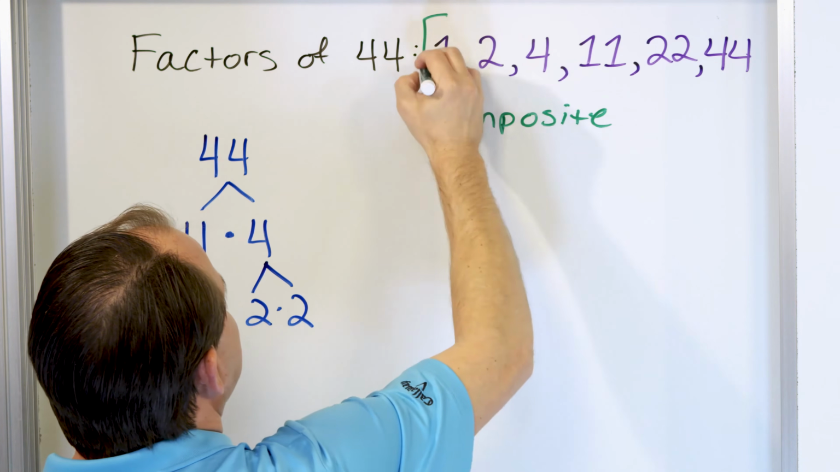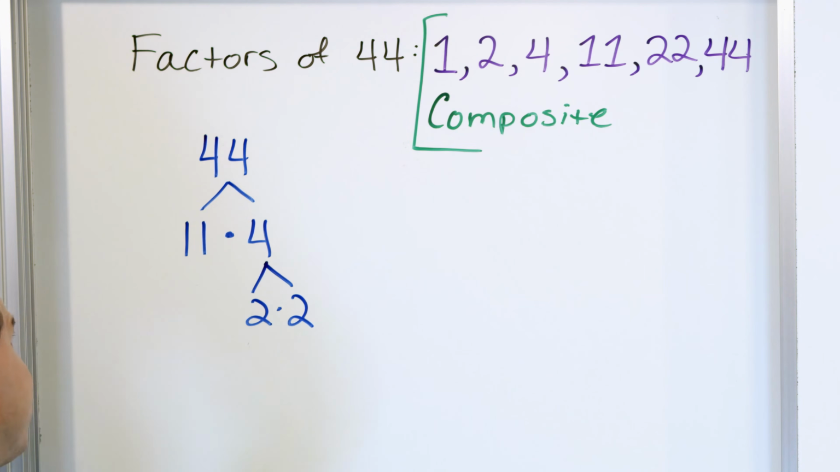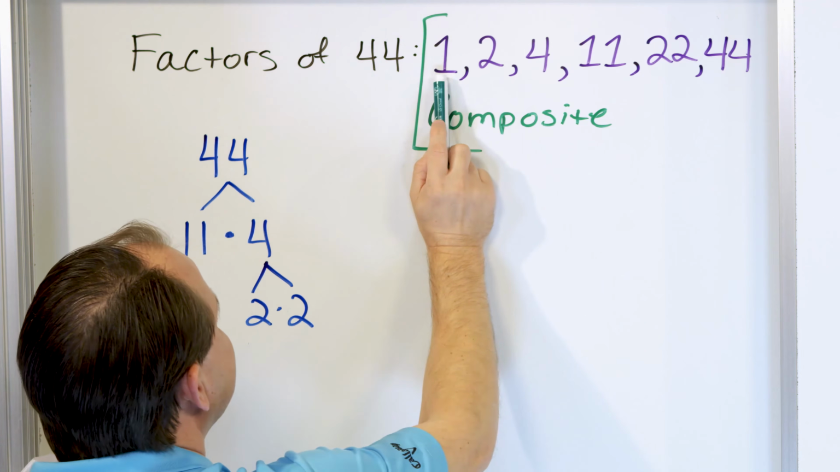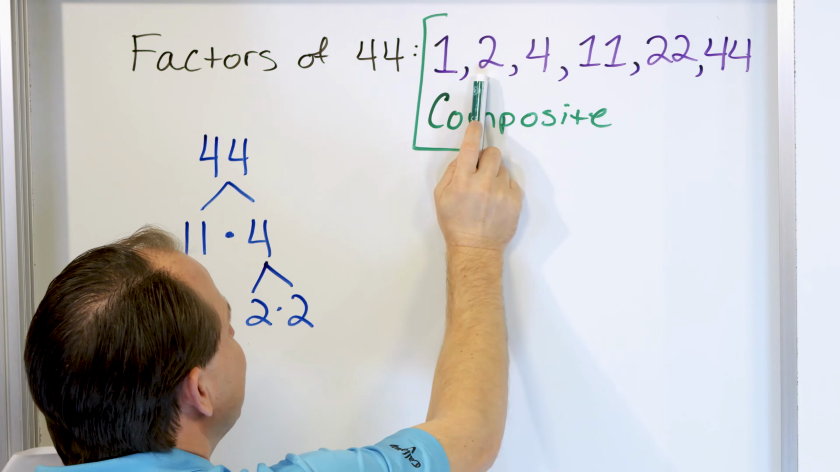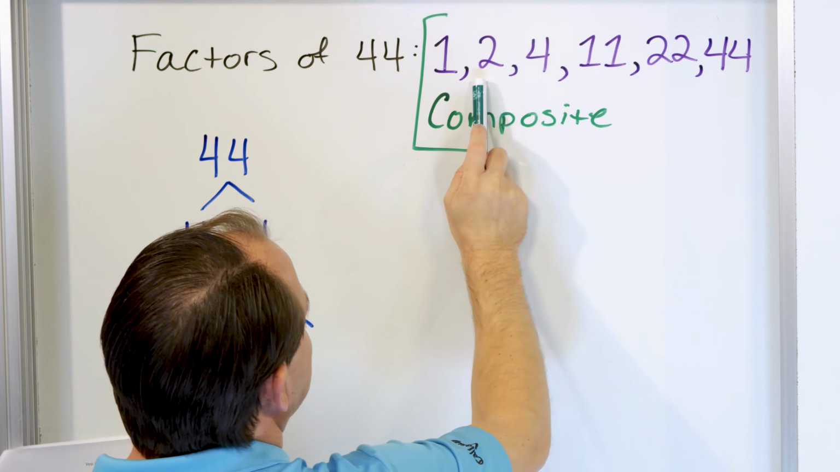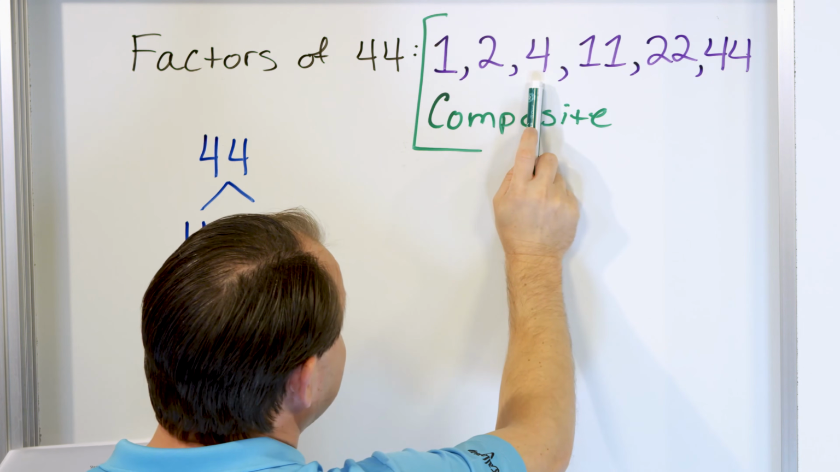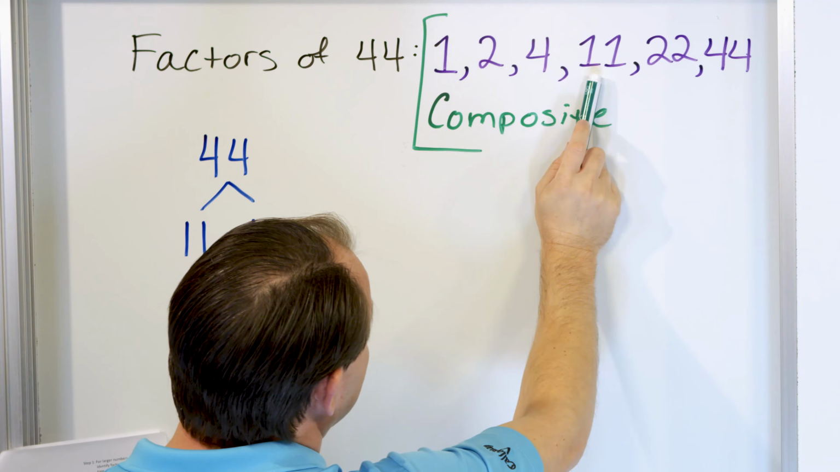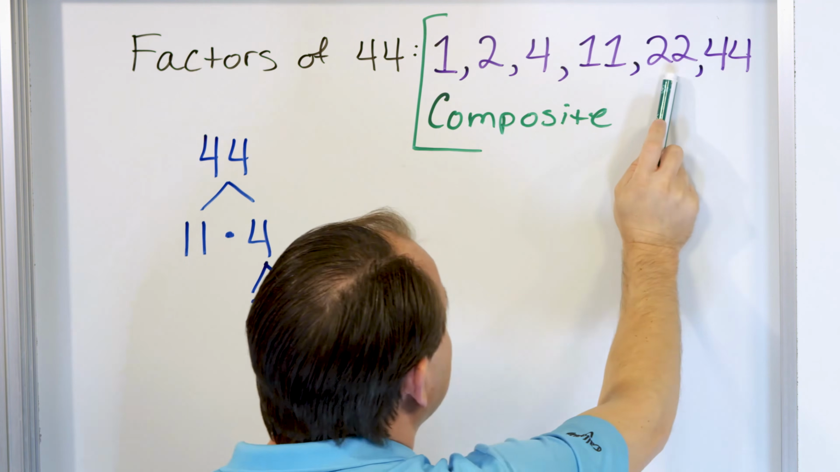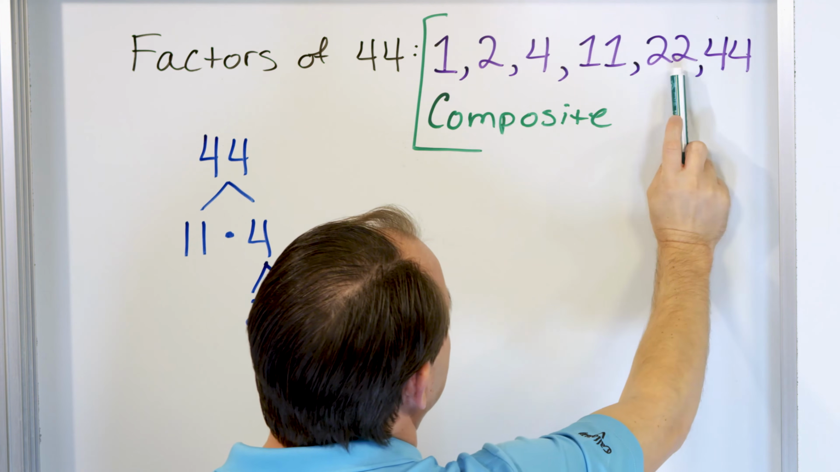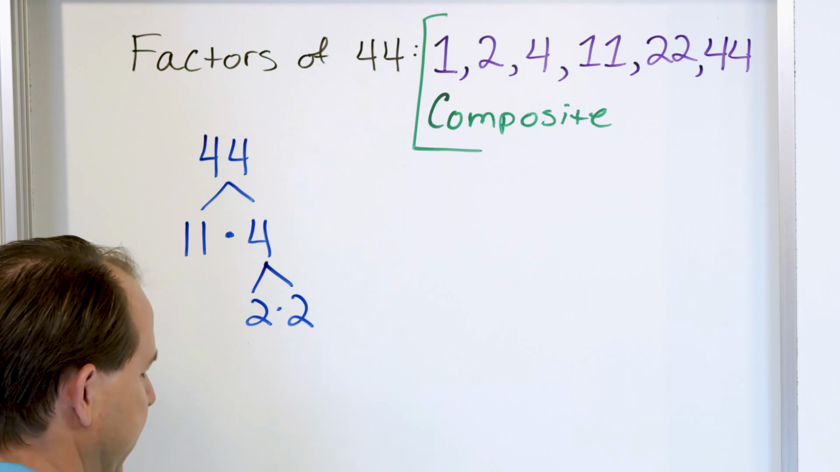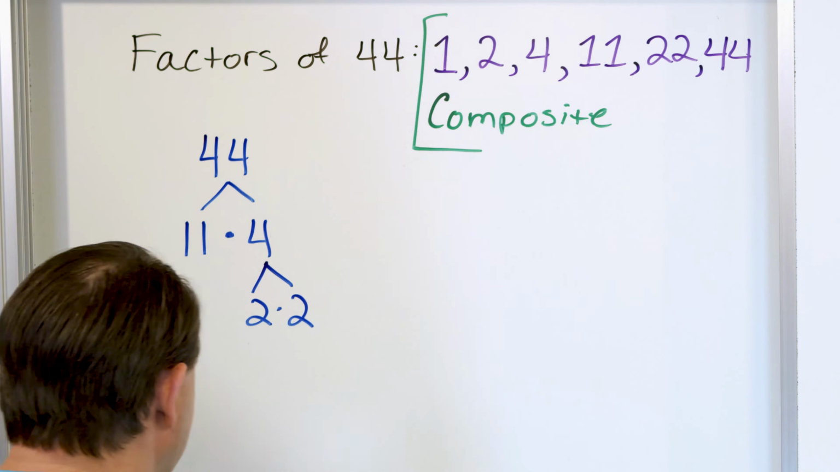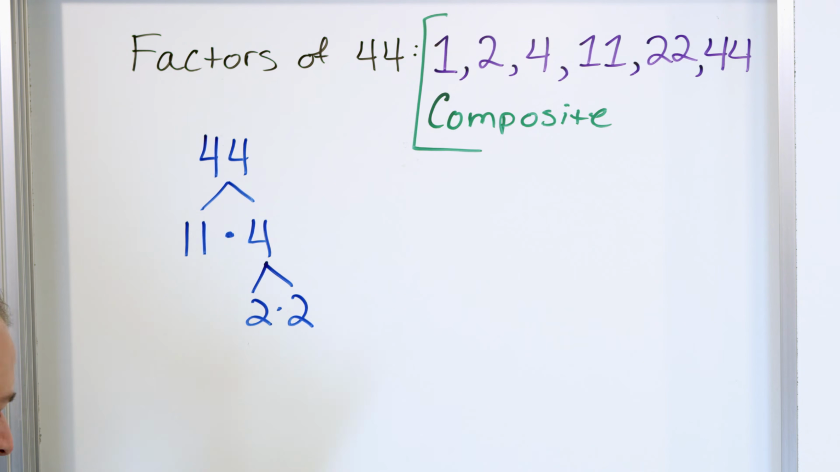Right? And we circle that as our answer. Now, let's go through the factors. This is a factor because 1 times 44 is 44. This is a factor because 2 times 22 is 44. This is a factor because 4 times 11 is 44. This is a factor because 11 times 4 is 44. This is a factor because 2 times 22 is 44. And of course, this is a factor because 44 times 1 is 44. All right, that was a good intermediate level problem.